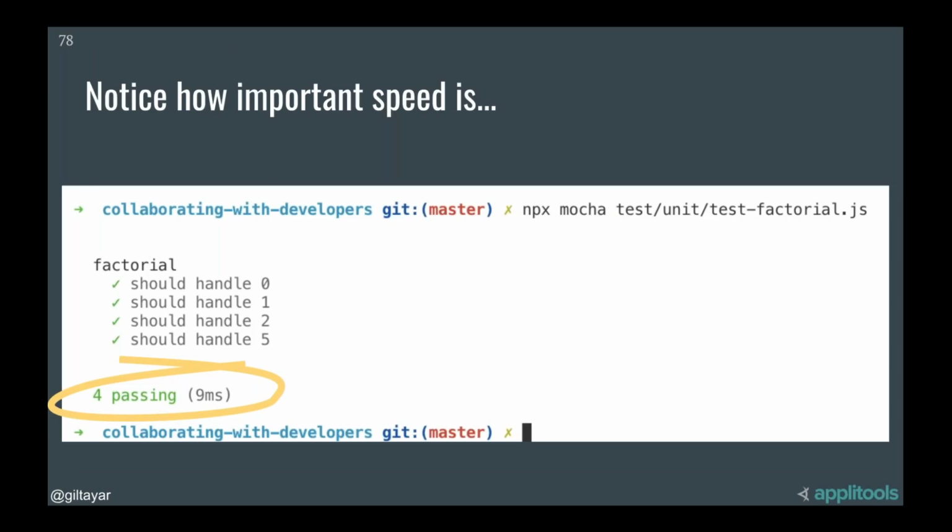And notice how important speed is. 9 milliseconds for four tests. That's basically 2 milliseconds per test. If we had hundreds of tests, that would have been far less than 2 seconds, because JavaScript takes a little bit of time to warm up. So after a couple of seconds, we'll be getting sub-millisecond times for each test.